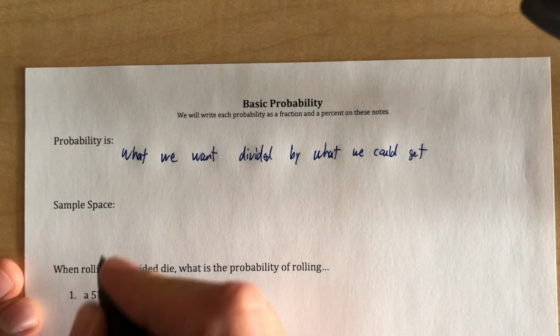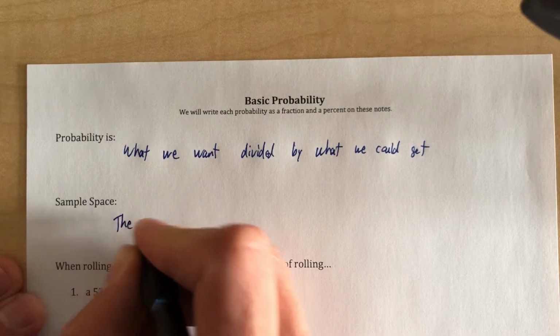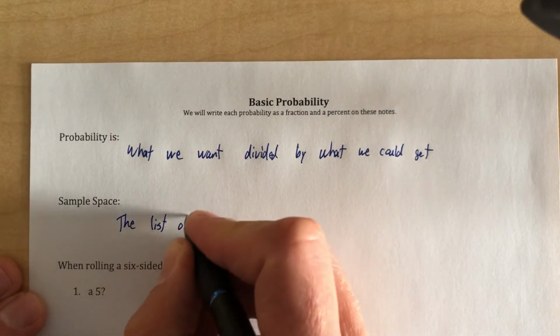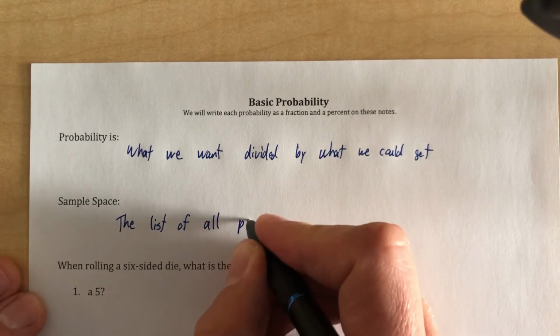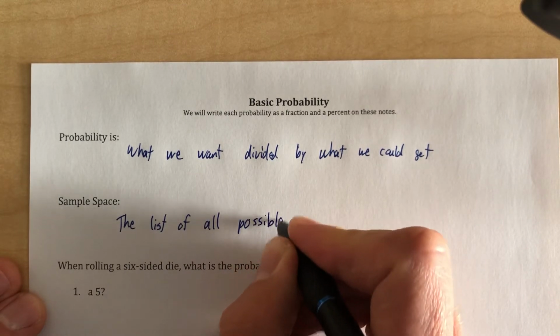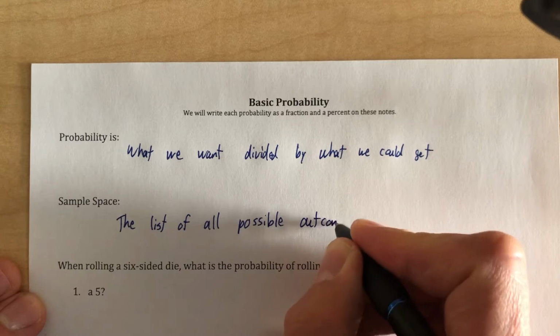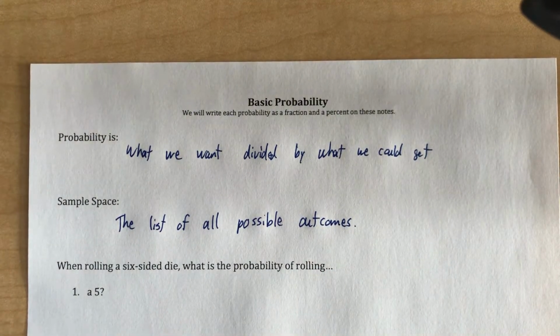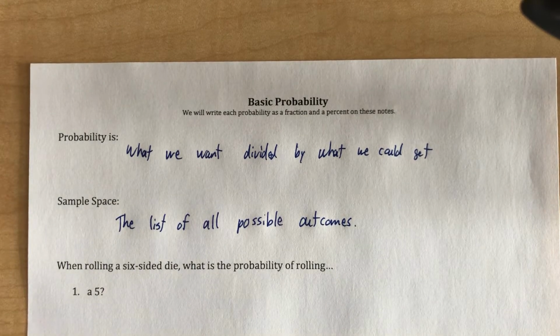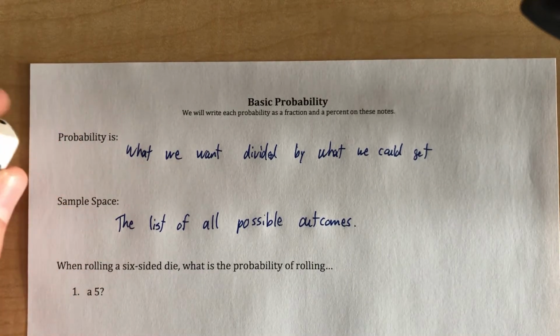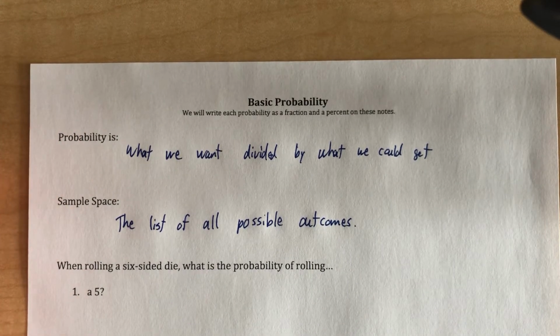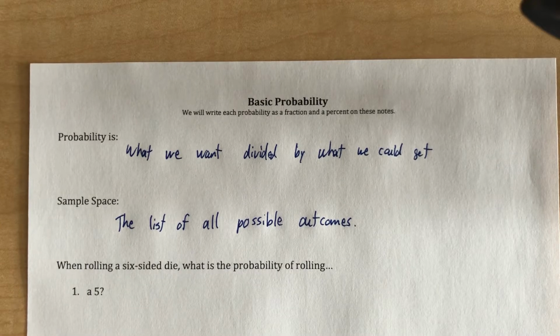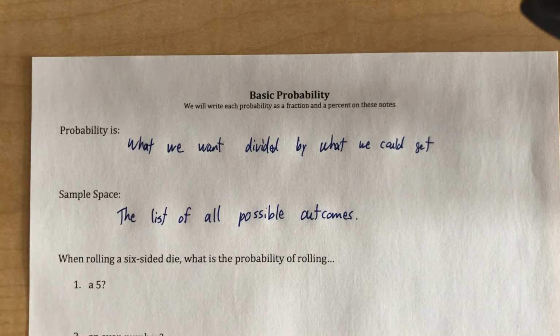But let's talk about a sample space, and this is the list of all possible outcomes. So when rolling a six-sided die, what is the probability of rolling a 5? We're going to start with a really basic example, but I do want to talk about the sample space for just a moment because it's going to come in handy when we get to some more complicated types of problems.